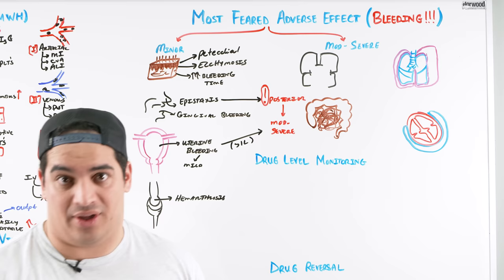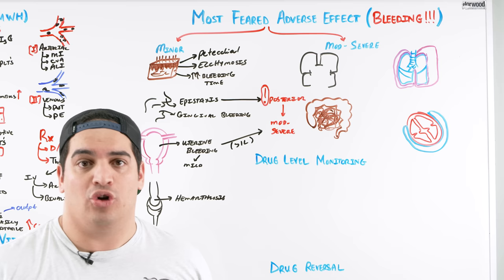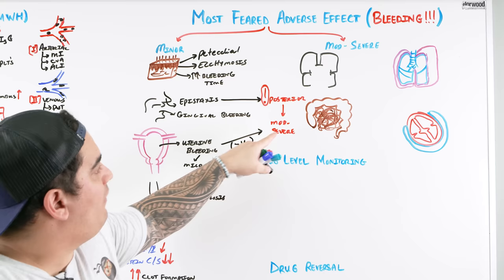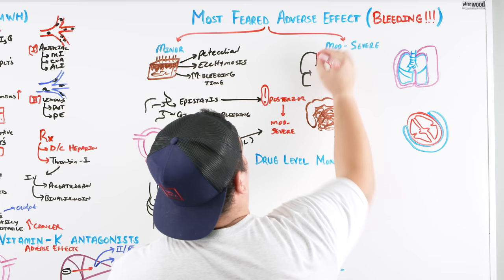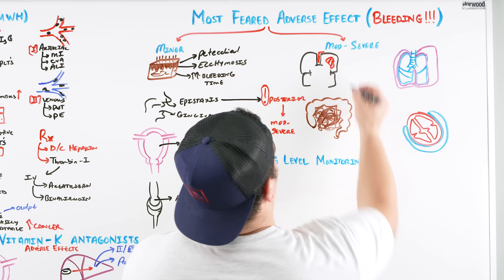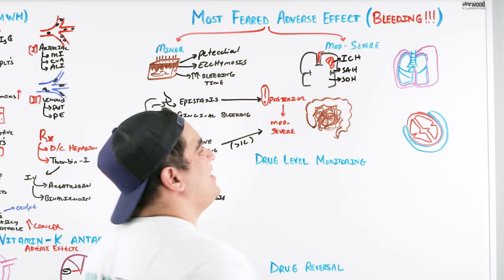But if the patient comes in with a massive posterior epistaxis or massive uterine bleeding, where they're losing a large volume over a 24-hour period, that might put them into the moderate to severe category. So watch out for posterior epistaxis and very significant uterine bleeding. Another thing is if they develop a big bleed in their brain, like an intracerebral hemorrhage or subarachnoid hemorrhage. So watch out for intracranial hemorrhages, subarachnoid hemorrhages, or subdural hematomas, things that may be related to their anticoagulation.